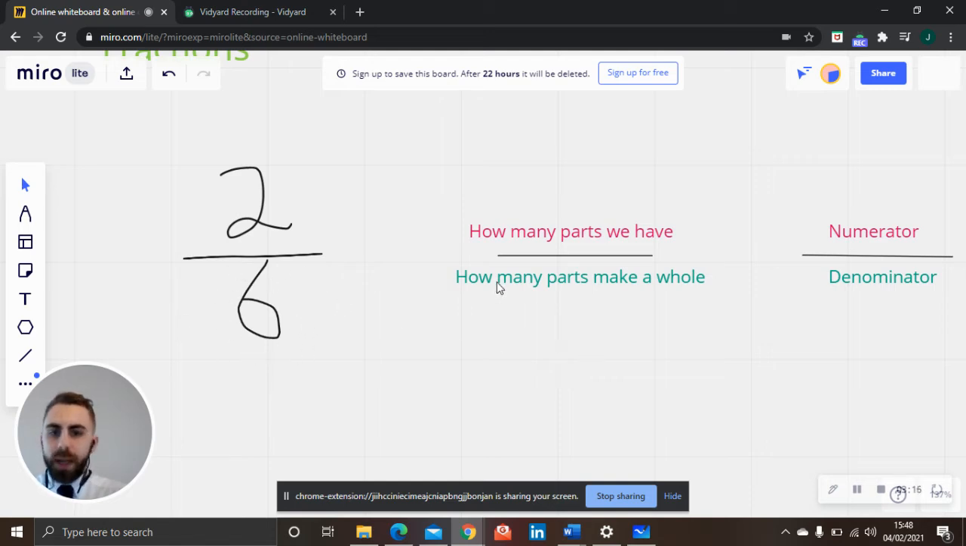And our denominator tells us how many parts make up a whole. So how many parts make up a whole? It's telling us that there are 6 parts that make up a whole. Now the numerator, which is the number that goes on top, tells us how many parts we have. So how many parts we have. So this fraction is telling us we have 2 out of 6 parts.